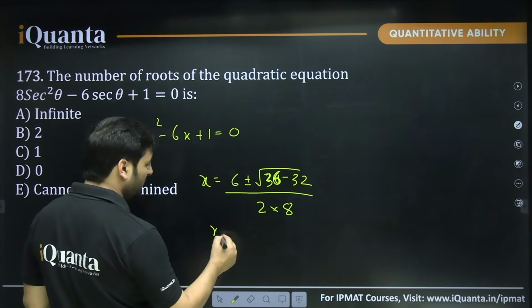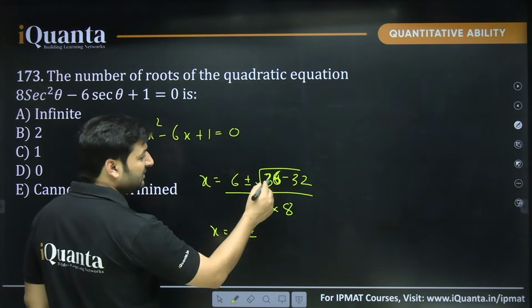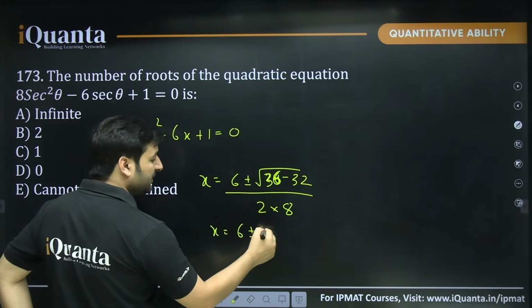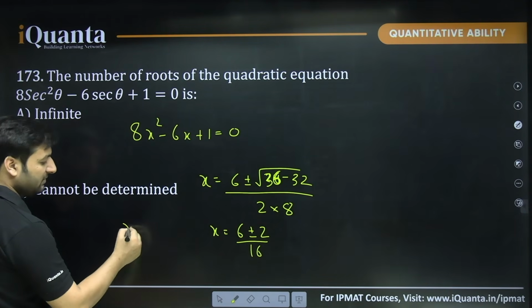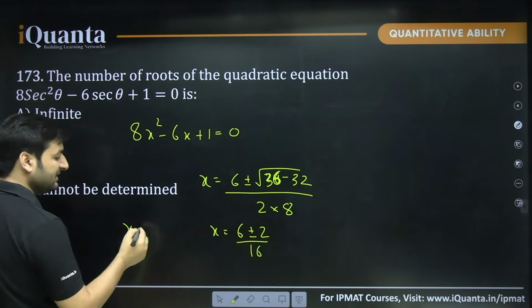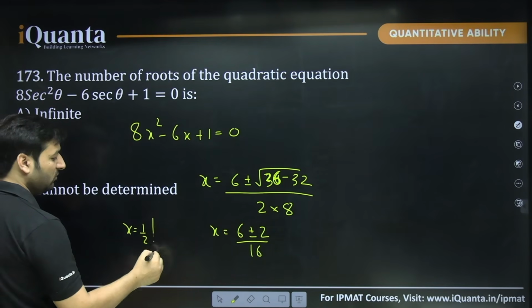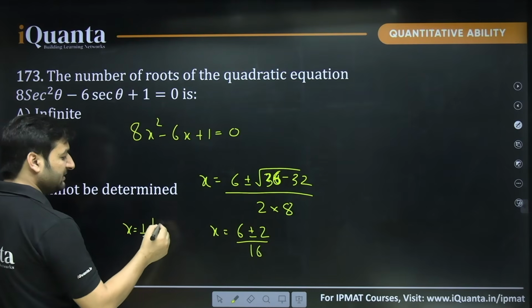So x will be equal to what? 6 plus minus root of 36 minus 32, which is 4, and the root will be 2, divided by 16. So that means x can be what? There will be two values of x: 6 plus 2 by 16, that means 1 by 2, and 6 minus 2, 4 by 16, that is 1 by 4.